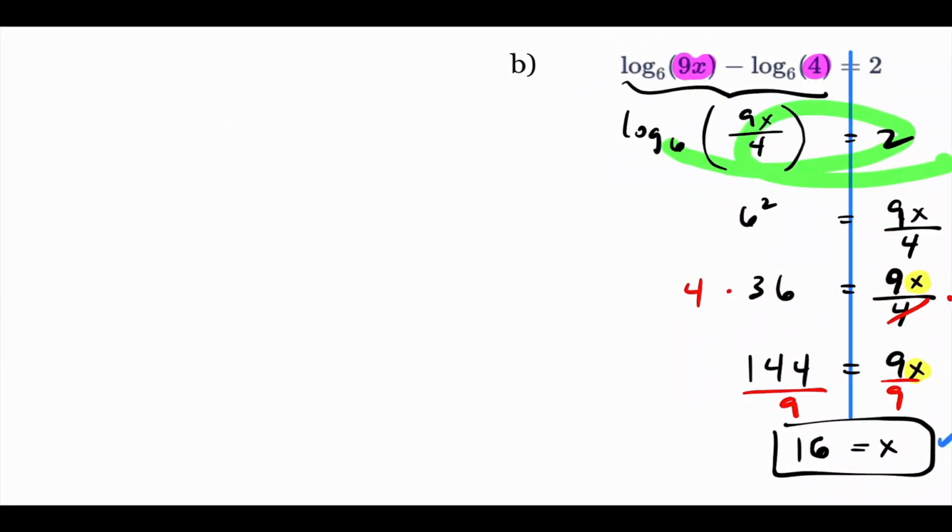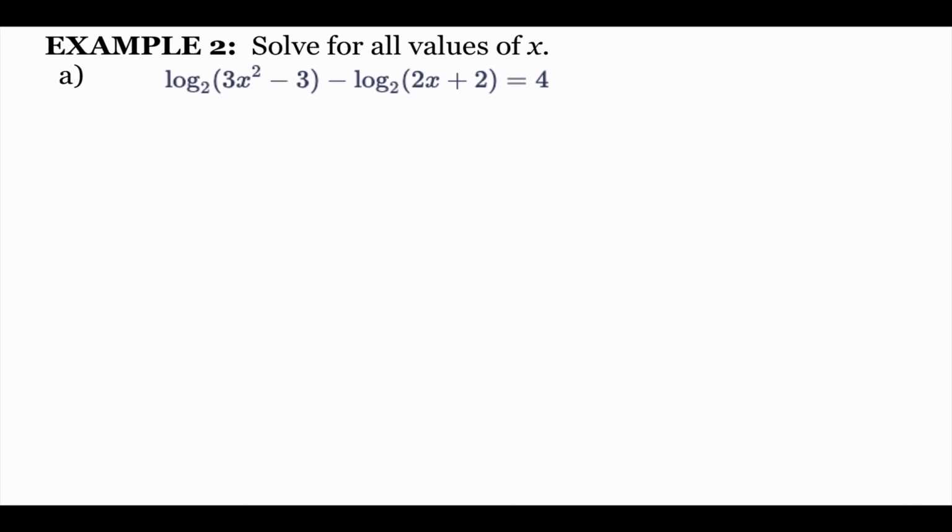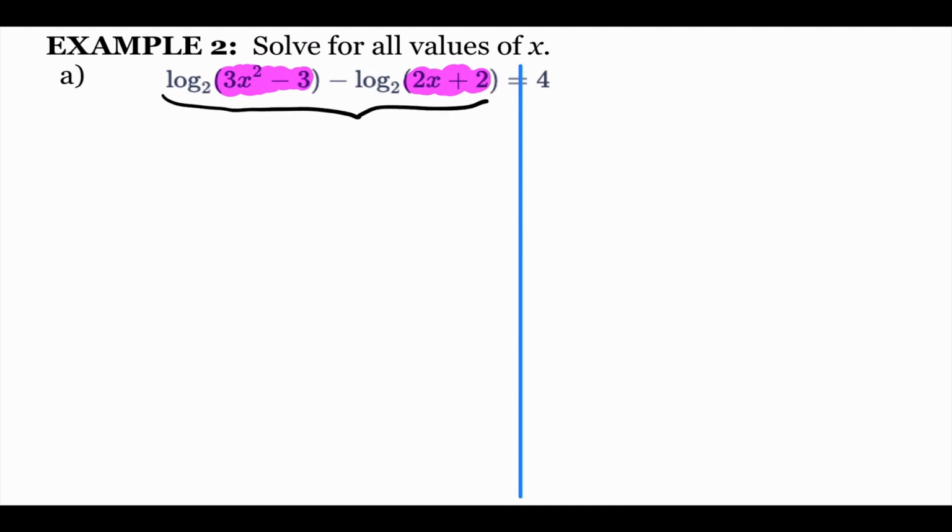All right. Okay, so now let's look at number 2. Same thing. Start with the powers. Are there any powers I need to move? No, it doesn't look like any powers. So let me combine them. I'm going to combine 3x squared minus 3 and 2x plus 2. I'm going to condense these two guys using division.